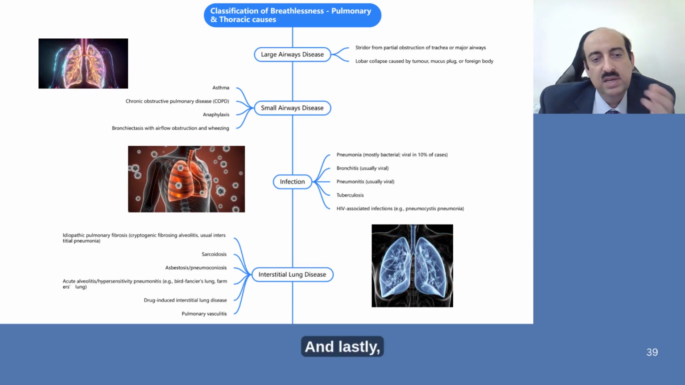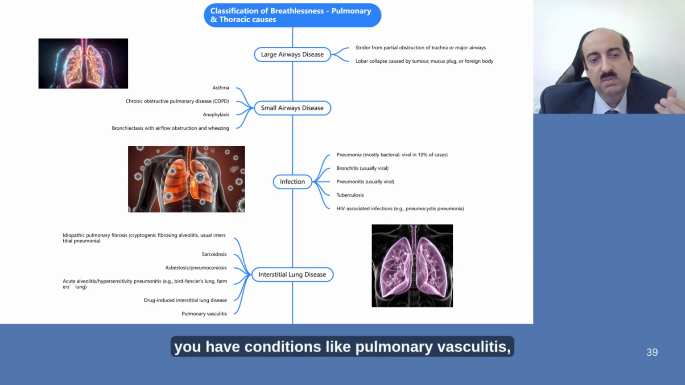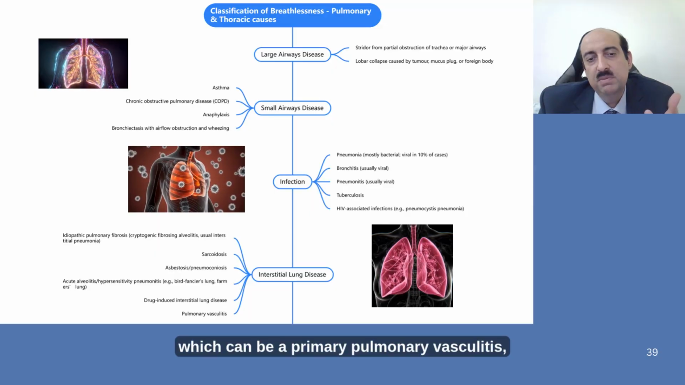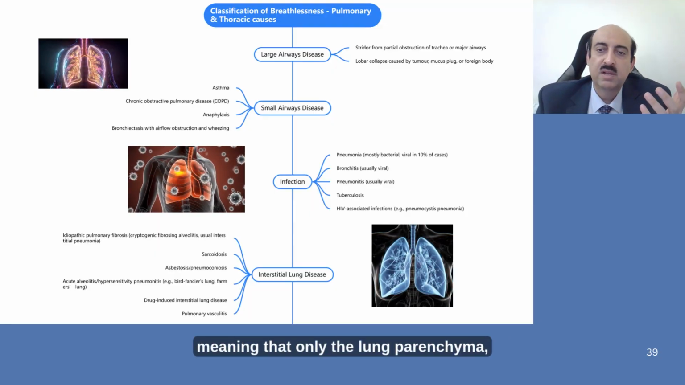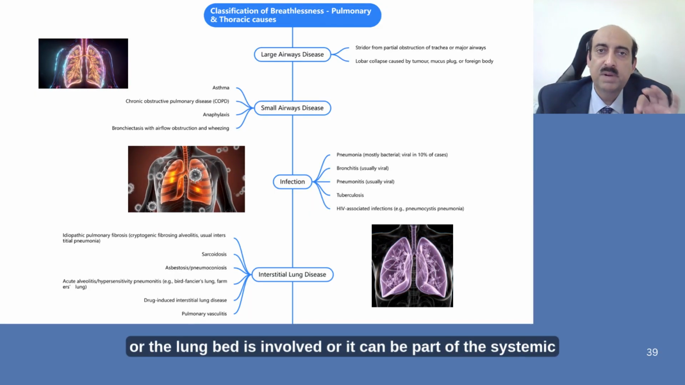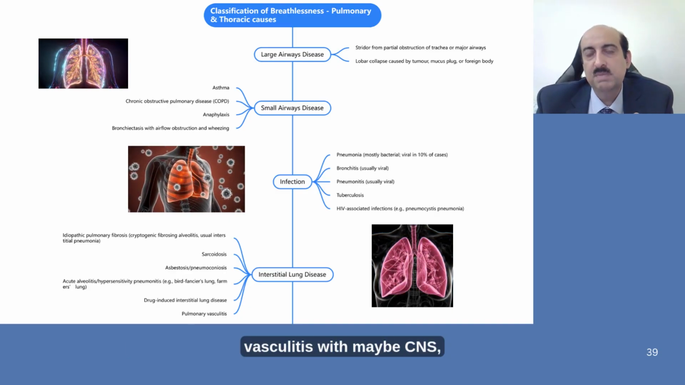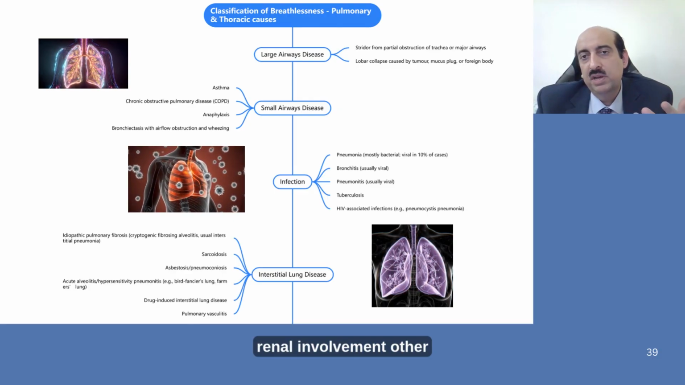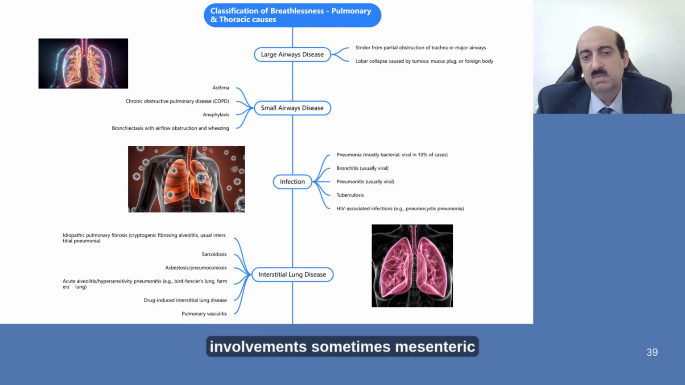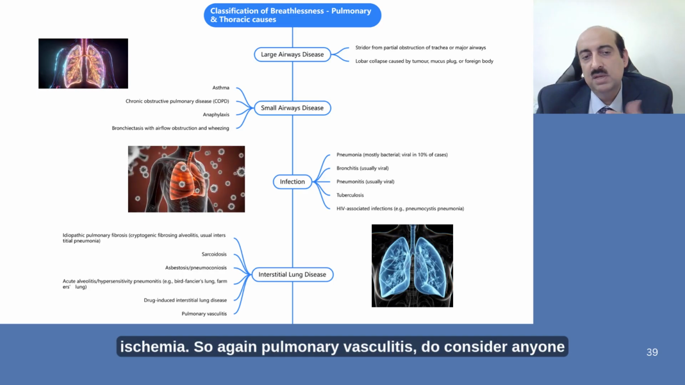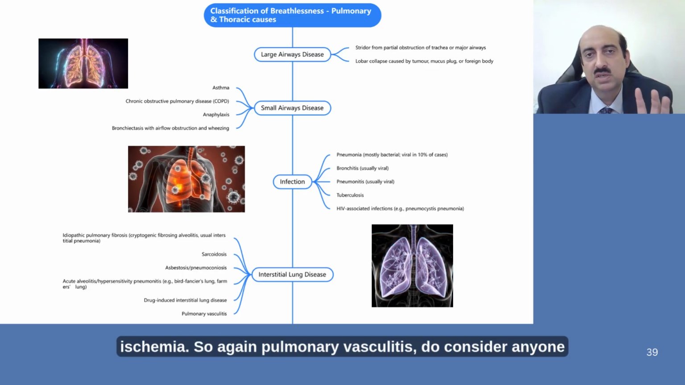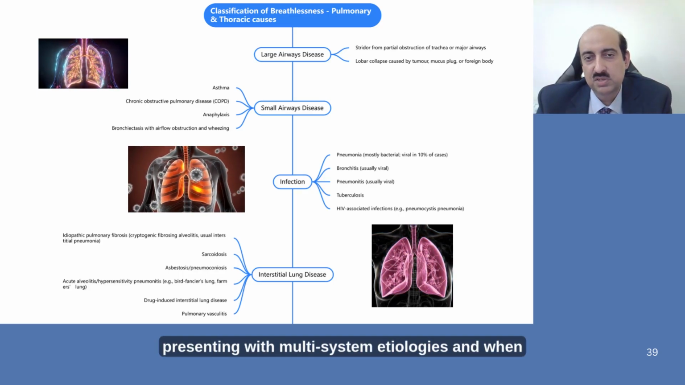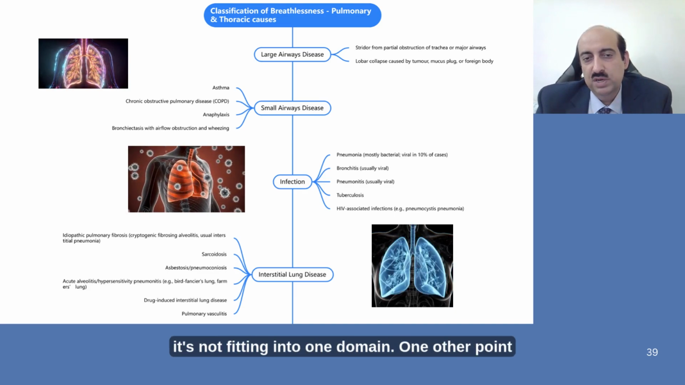And lastly, you have conditions like pulmonary vasculitis, which can be a primary pulmonary vasculitis, meaning that only the lung parenchyma or the lung bed is involved, or it can be part of a systemic vasculitis with maybe CNS, renal involvement, other involvements, sometimes mesenteric ischemia. So again, with pulmonary vasculitis, do consider anyone presenting with multi-system etiologies when it's not fitting into one domain.